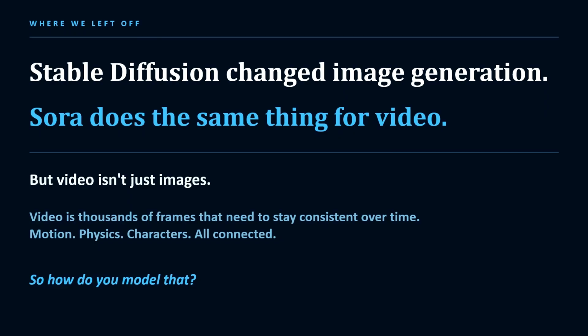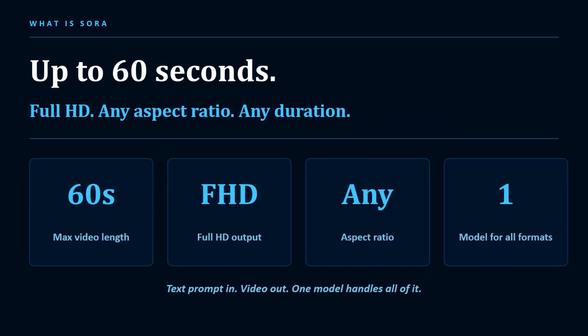Stable Diffusion changed image generation. Sora does the same thing for video. But video isn't just images, it's thousands of frames that need to stay consistent over time. Motions, physics, characters, all connected. So how do you model that? Generate up to 60 seconds of full HD video, any aspect ratio, any duration: portrait for mobile, landscape for cinema, square for social. One model handles all of it, text prompt in, video out. That alone is remarkable.